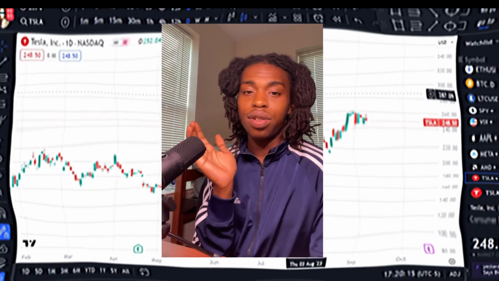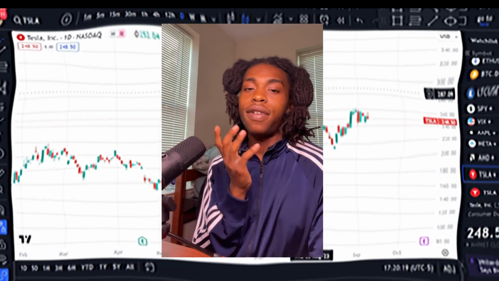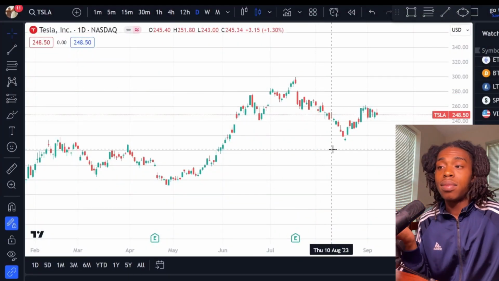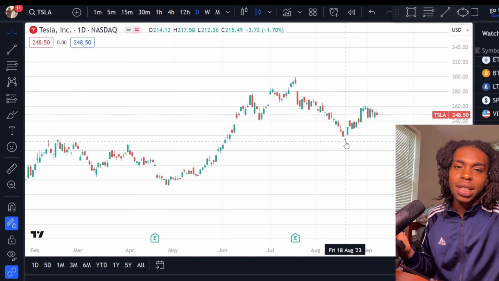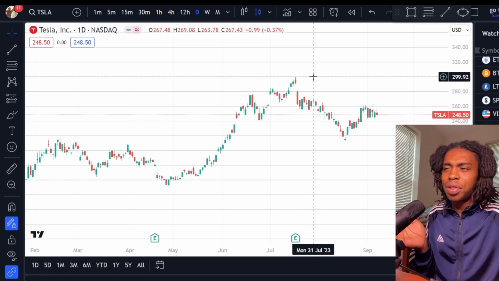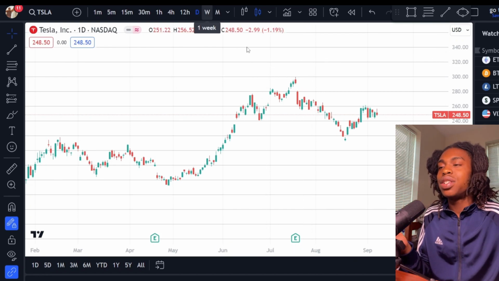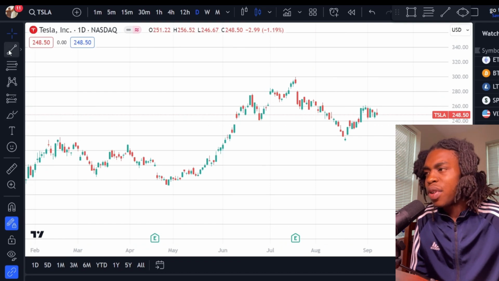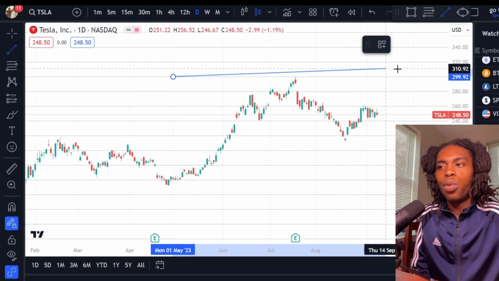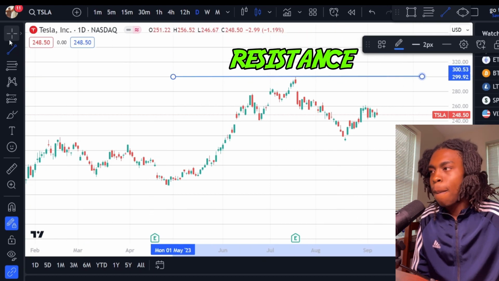The first thing you need to do in order to be a profitable trader, and everything you need to know, is find your support and resistance. Support is the bottom of the trend, and resistance is the top of the trend. So the best way to graph a chart is to graph your support and resistance. Right here we're on the daily chart. So you want to come over here. This is just a little line tool, and this is the top of the trend. So we can go ahead and graph this, and we can consider this our resistance.